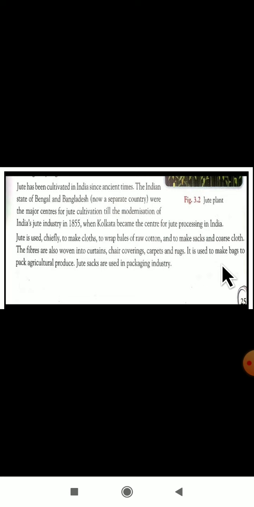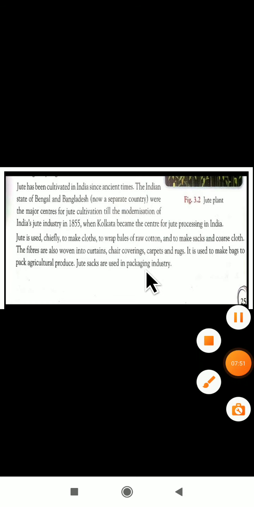It is used to make bags to pack agriculture produce. Again, where is it used? It is used to pack agriculture produce. Whatever they grow in agriculture, like grains, vegetables, fruits, we call that agriculture produce. They will pack it in jute bags only. Jute sacks are also used in the packing industry.